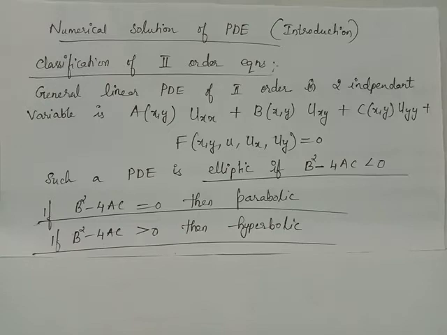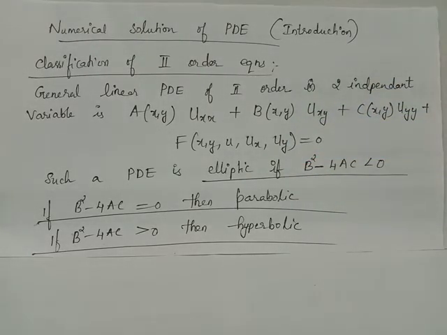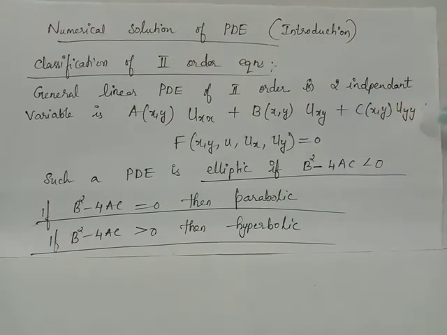Suppose that u depends on two independent variables x and y. We have ux and uy as notations for the first order partial derivatives of u with respect to the independent variables x and y. Similarly, uxx, uxy and uyy denote second order partial derivatives of u with respect to the notated independent variables.